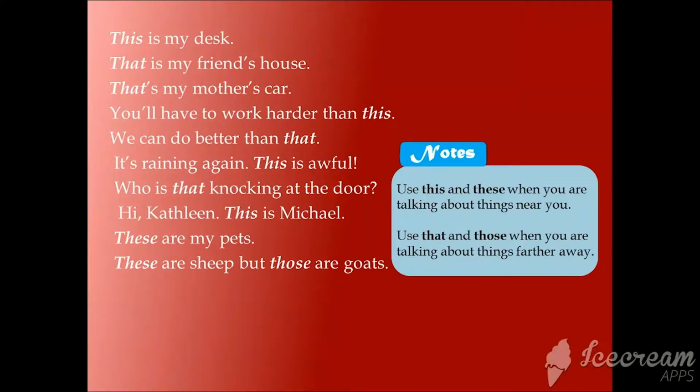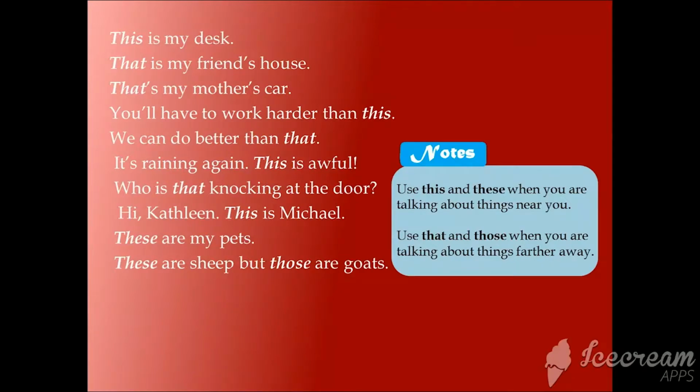يعني هادو بعض الجمل اللي سنستعملو فيهم demonstrative pronouns. وكنشوفو هنا واحد الملاحظة. Use this and these when you are talking about things near you. يعني كنستعملو this and these فاش كنهضرو على الأشياء اللي هي قريبة لينا. يعني الحاجة اللي قريبة لينا كنقولو this بالنسبة for the singular and these for the plural.